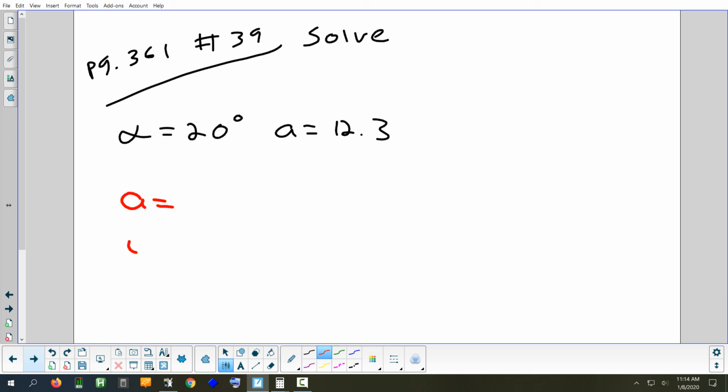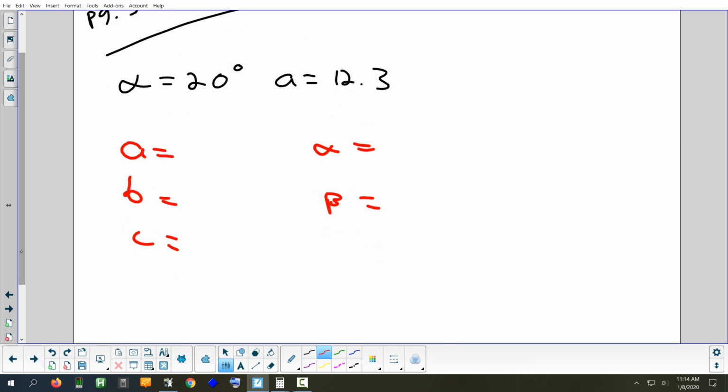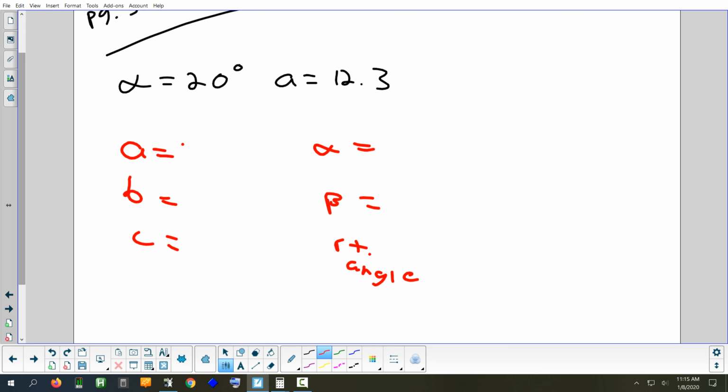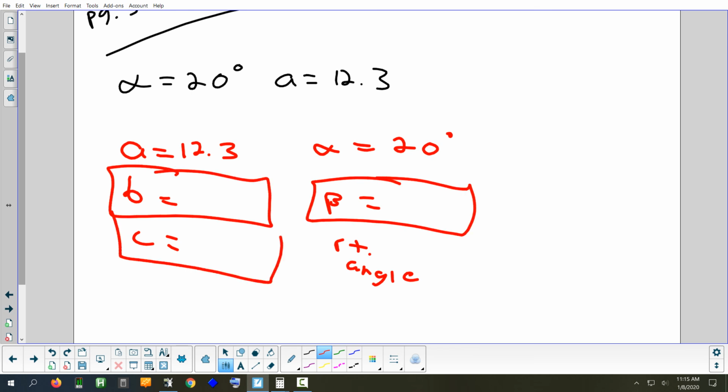All right, start with the table. A, B, C, alpha, beta. No name needed for the angle across from C because it's always the right angle. Okay, so A is 12.3, alpha is 20, and let's put boxes around everything else. You can fill in the right angle, 90, if you want. I know it's 90, so that's not a big deal.